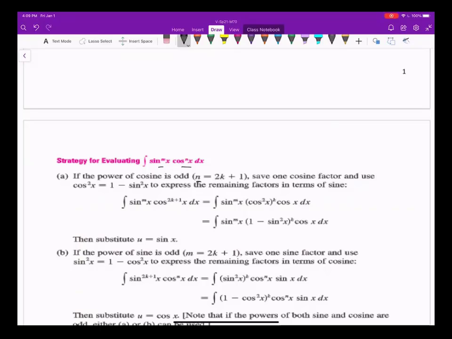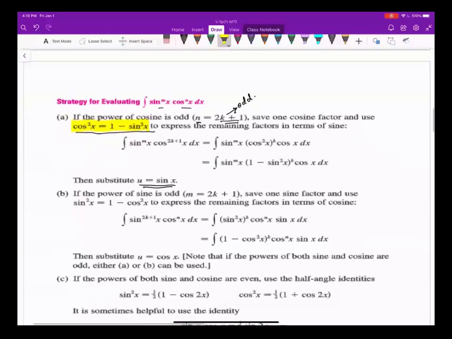If n is 2k plus 1, so anytime you have an odd number, it is even plus 1. So 2k is always even plus 1. So you want to pick first the exponent which is odd. And then you have to always substitute u equal to the other trig function that is involved in the problem. And also you would be using cosine square equal to 1 minus sine square, the Pythagorean identity.